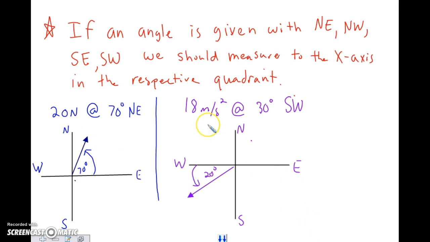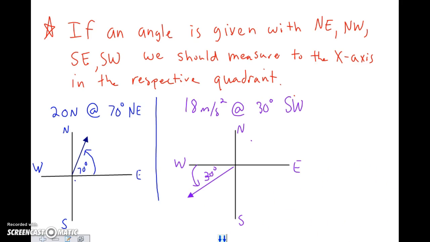However, if we look at this example of an acceleration vector, 18 meters per second squared at 30 degrees southwest, well, southwest brings us to quadrant 3. And there's a small mistake here, which I'll fix very quickly. That should be 30 degrees right there. There we go. So we're measuring from the x-axis in that quadrant based on what's told here. Southwest, in this case, is quadrant 3, 30 degrees. So given any ways like this, we should be measuring from the x-axis in that quadrant.